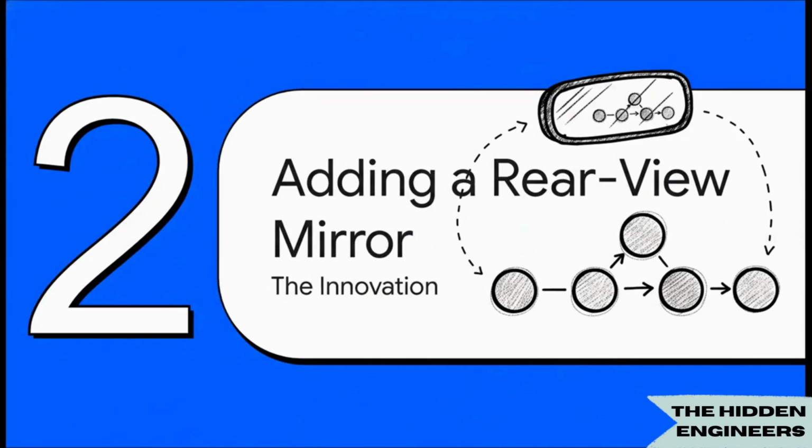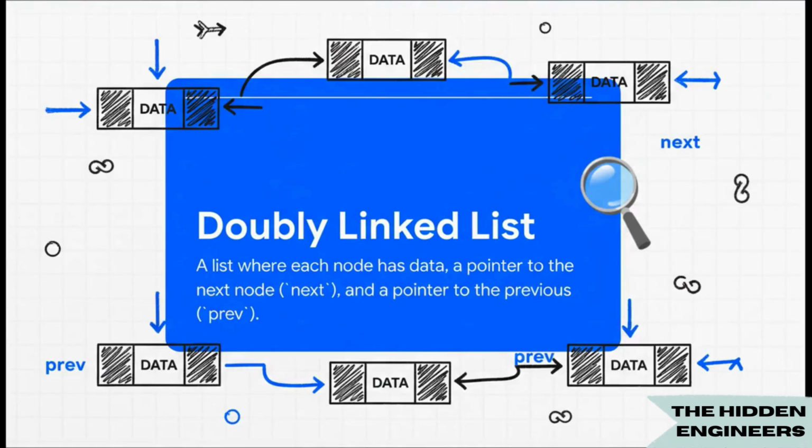So how do we fix this mess? The solution is actually beautiful. What if every node didn't just look forward, but could also look backward? What if we just gave every single node its own little rearview mirror? And that, my friends, is a doubly linked list.